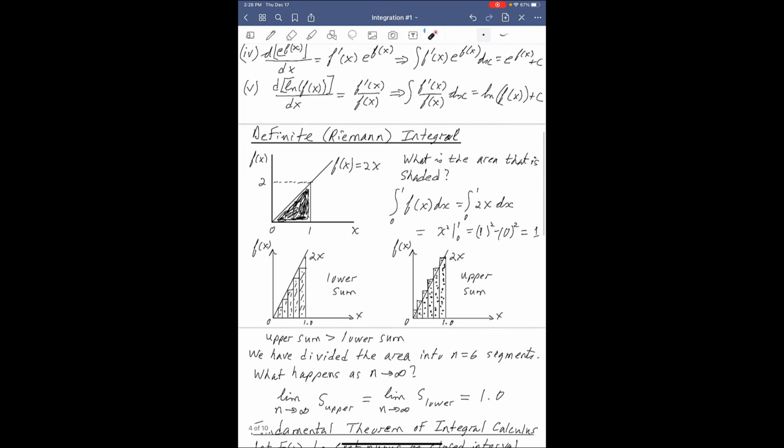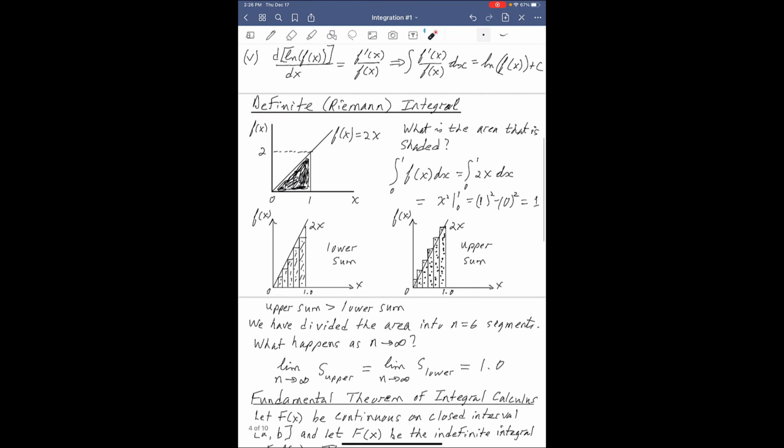So now we can look at the definite integral, and that's the Riemann integral. And what it says is that we look at the area under a curve. We're going to take a simple linear function here, 2x. So we have 1 on the x-axis, and the equivalent for f of 1 is 2 times 1 is 2 on the vertical axis. And this is the area that we're interested in calculating.